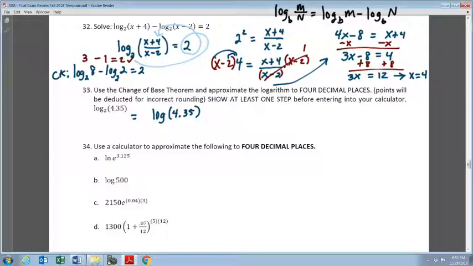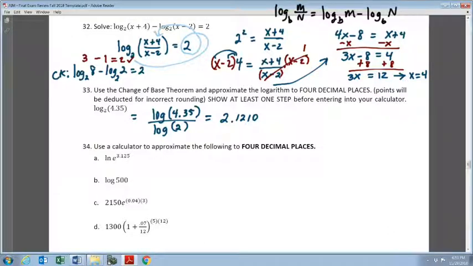All right, on number 33, getting ahead of myself here. We're going to use the change of base theorem. Basically, this is a base other than 10 or e, and so it's got to be written as a division, using the change of base theorem. It's basically the log of the higher number over the log of the lower number. So this will be the log of 4.35 over the log of 2. And if you put that into your calculator just like it looks there, you should get 2.110.